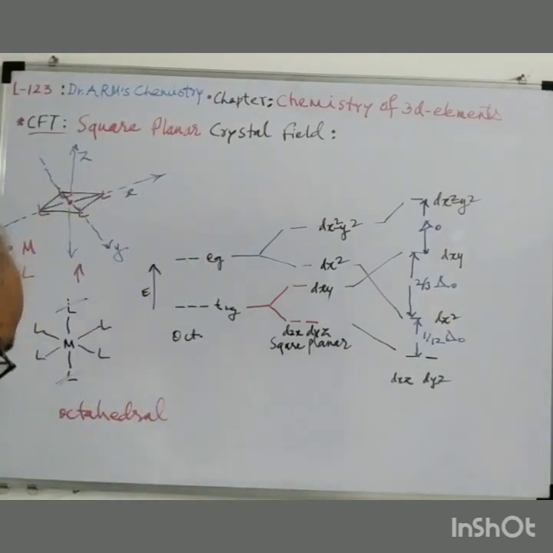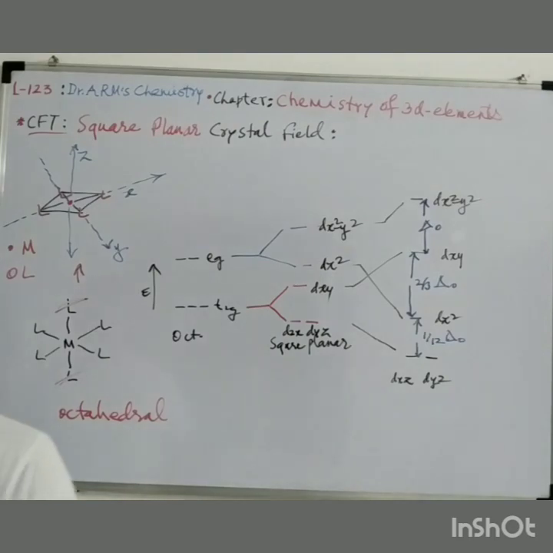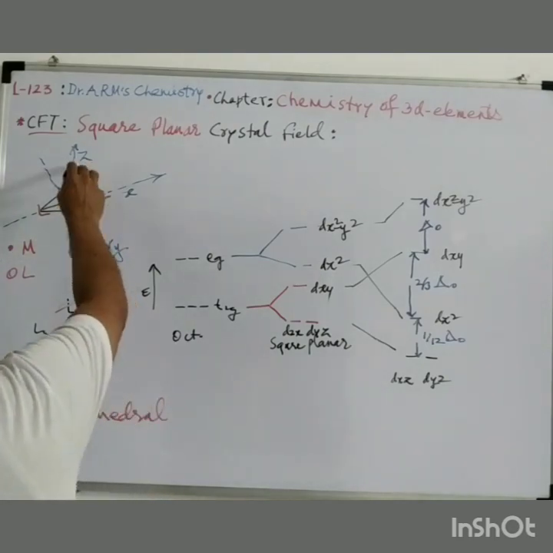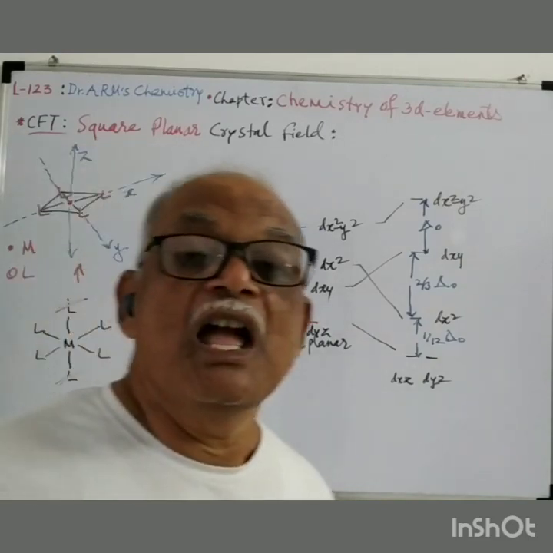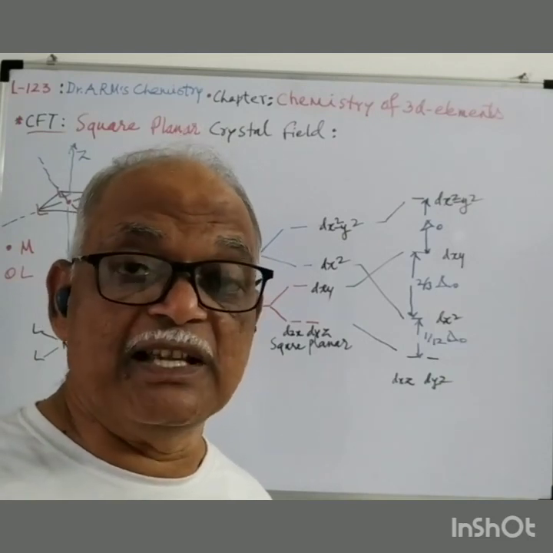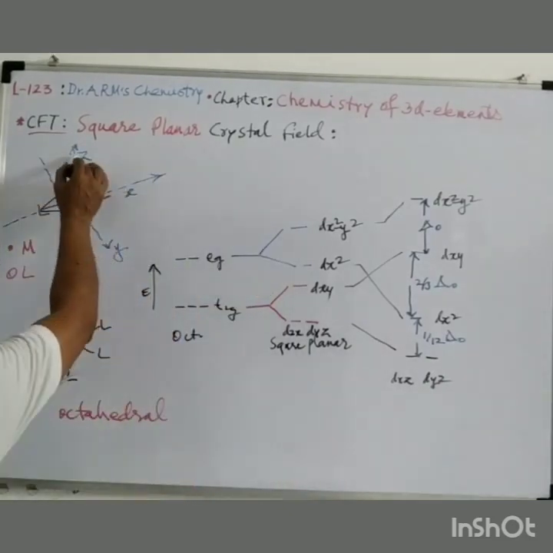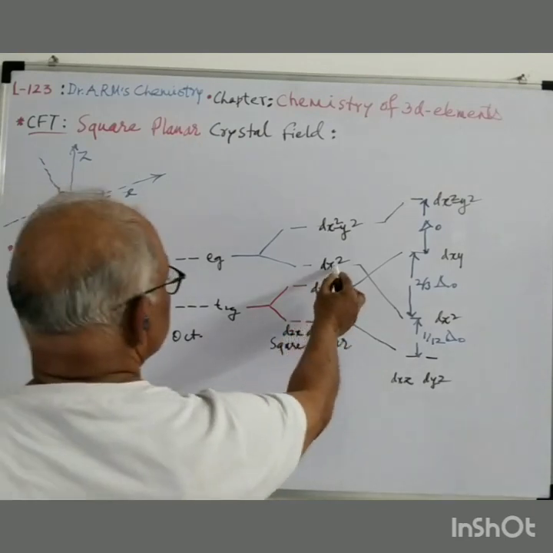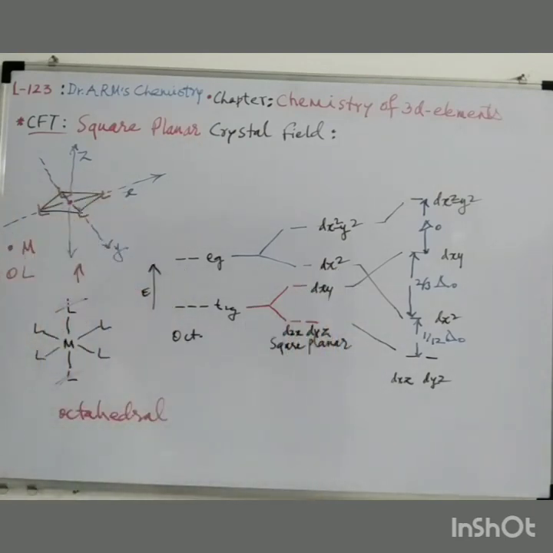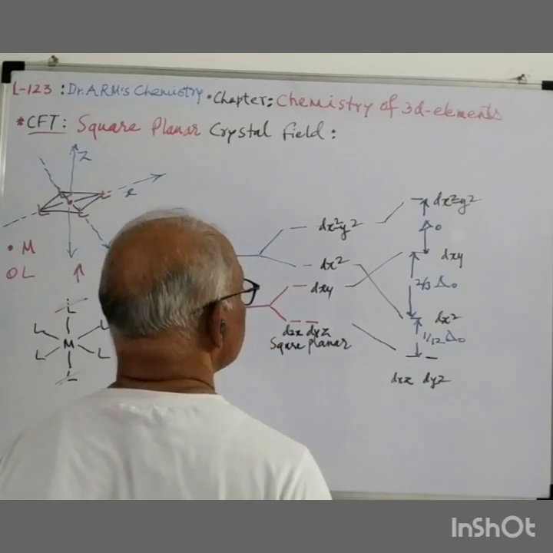Now, in the formation of the square planar structure, the orbitals which are lying in this direction do not show any repulsive force or interaction with ligands, because there are no ligands lying in this z direction. So the dz2 orbital shows no interaction. Its energy is not raised. However, its energy is lowered to a greater extent. That is why it is lowered in this way.